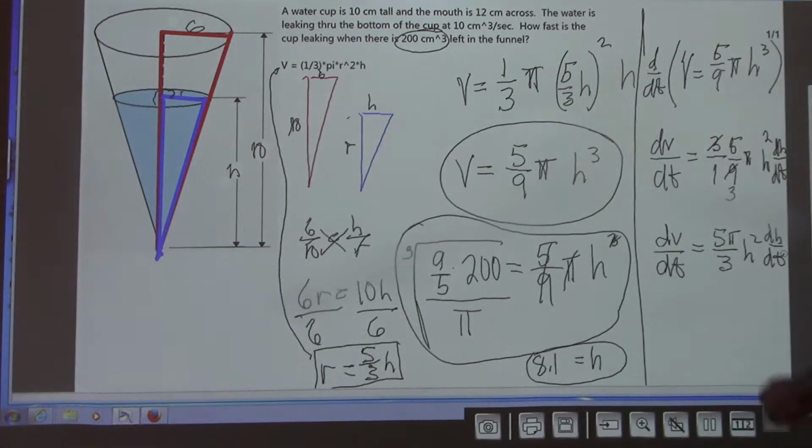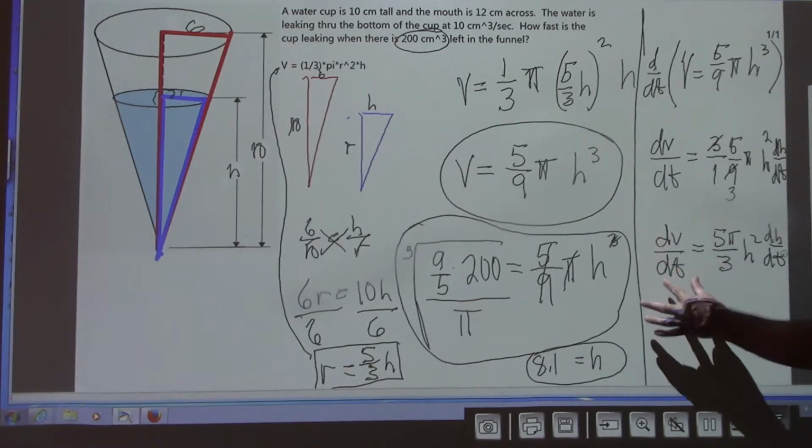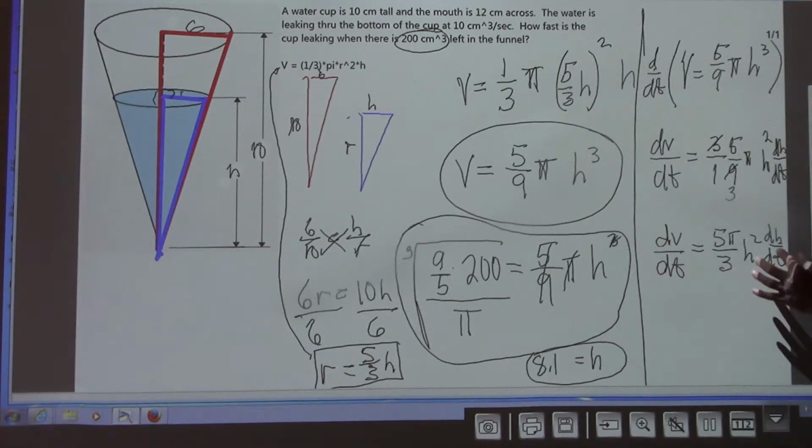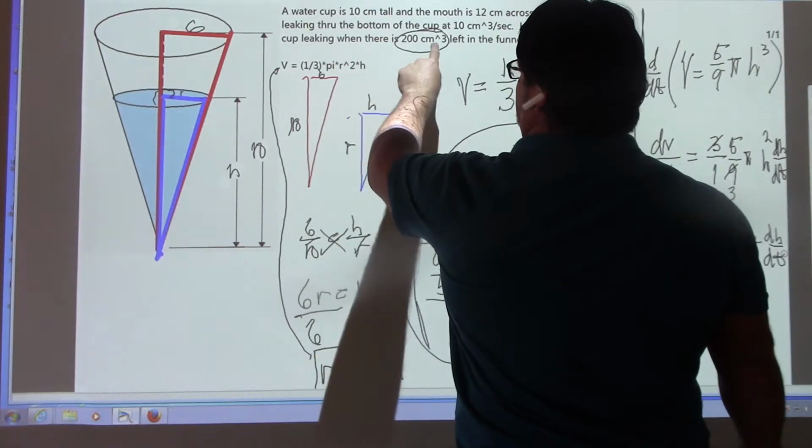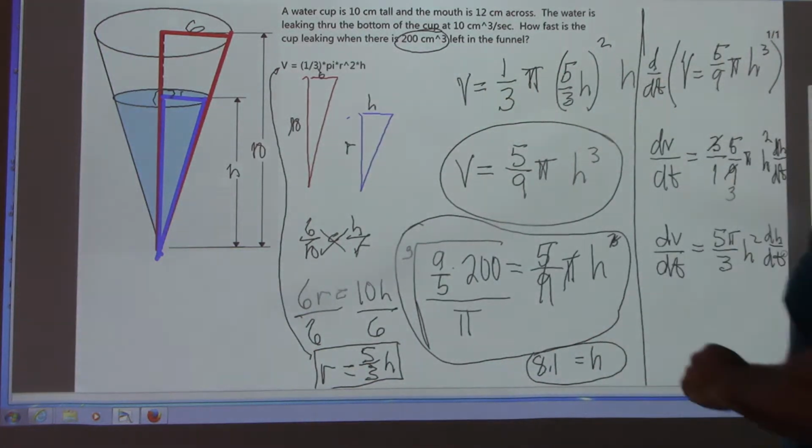Now, this is your rate of change for your volume, and this is your rate of change for your height. Now what is the question asking? How fast is the cup leaking when there is 200 cubic centimeters left in the funnel?